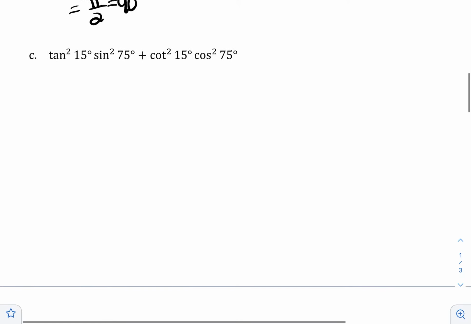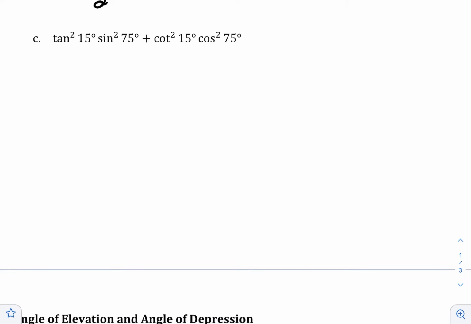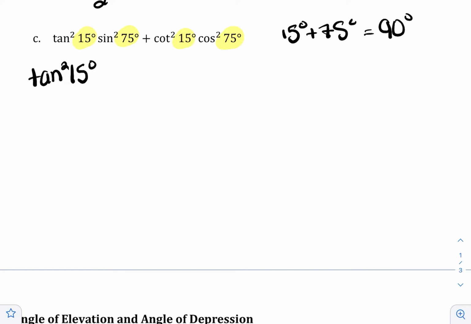Okay, let's do another one before we move on. So I take a look at the angles. I don't know 15 or 75. But what I do know about 15 and 75 is that they add up to 90. So they're complementary angles. So what I'm going to do is I'm going to keep the tangent squared of 15. And I'm going to keep the cotangent squared of 15.